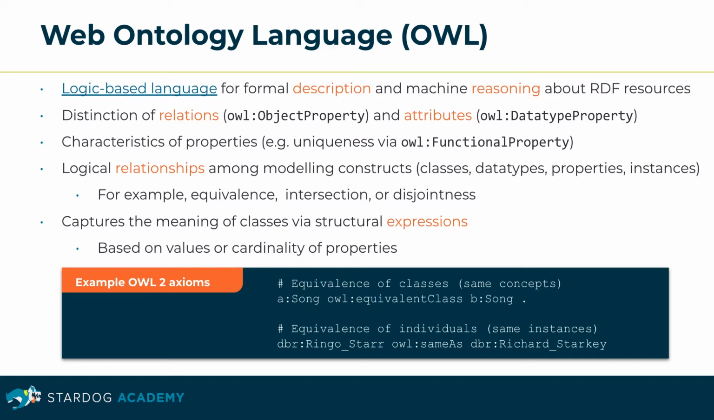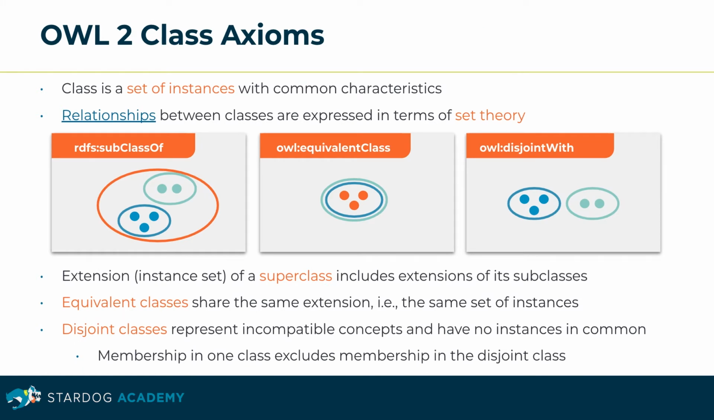OWL captures the logical relationships among modeling constructs, such as whether two classes have the same meaning, it is equivalent, or incompatible, it is disjoint. OWL class expressions allow to capture the meaning of a class by expressing constraints on values or cardinality of their instance properties. As stated previously, a class represents a set of instances with some common characteristics. The set of class instances is called class extension.